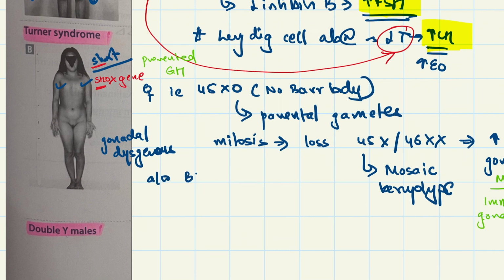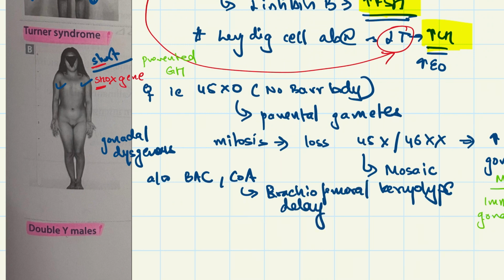It is associated with bicuspid aortic valve and coarctation of the aorta. There will be a brachiofemoral delay, right? That is, the brachial pulse will appear, but there will be a delay in the femoral pulse, or there is loss of synchronicity. Then there are lymphatic disturbances like presence of a cystic hygroma or a webbed neck.